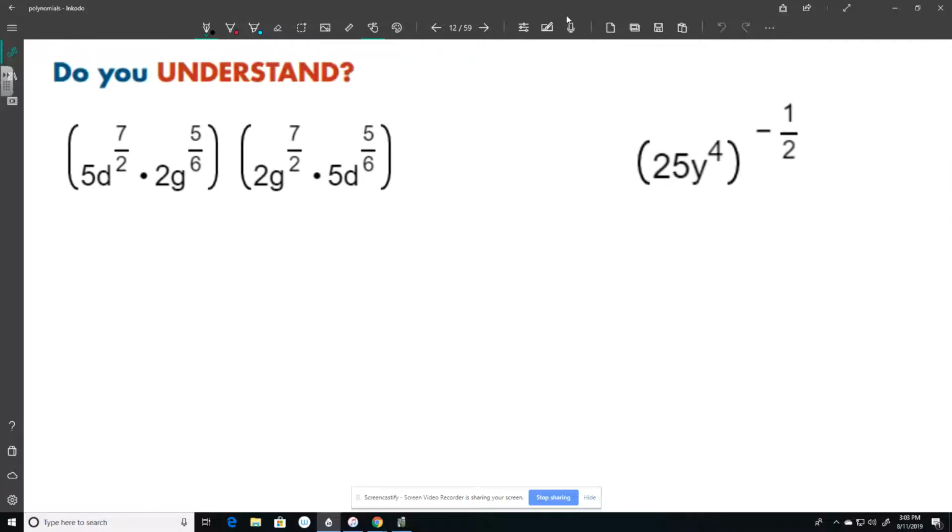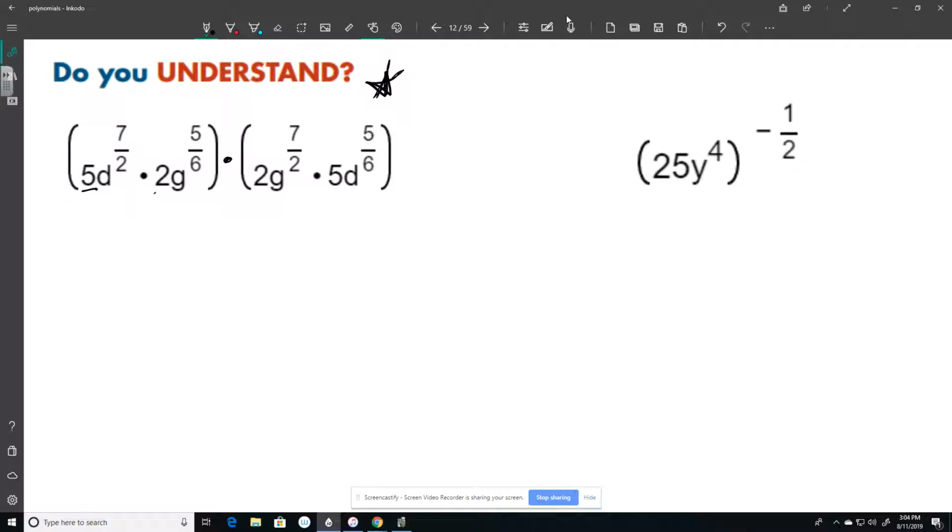All right, moving on. Couple more examples. 5d to the 7/2 times 2g to the 5/6 multiplied by 2g to the 7/2 times 5d to the 5/6. This one, you're probably going to see something very similar on the test. Make sure you know how to do this problem and be really careful because there's a lot going on. We have fractions up here as our exponents. We have different letters as our bases. So let's just start multiplying what we can.